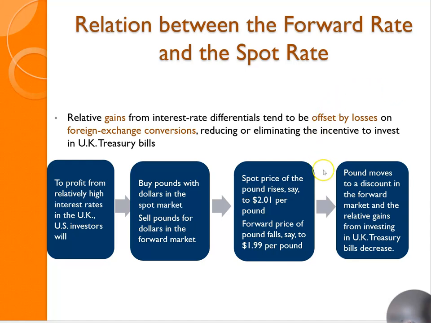To profit from relatively high interest rates in the United Kingdom, you want to take advantage of them, the U.S. investor will what? Buy British pounds with dollars in the spot market. They sell the pounds for dollars in the forward market. The spot price of the pound rises, say, to $2.01 per pound, while the forward price of the pound falls, say, to $1.99 a pound. Okay? The pound moves to a discount in the forward market, and the relative gains from investing in the United Kingdom Treasury bills decrease.